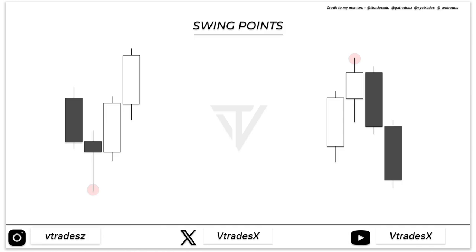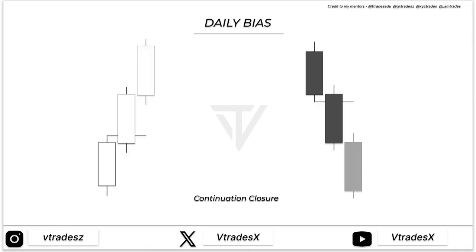We're looking for these swing points to form at specific locations on our charts and, critically, we're watching for certain candle closures that signal the shift. Once we spot these confirmations, we can anticipate powerful expansion candles that follow, those big, decisive moves that offer incredible trading opportunities.